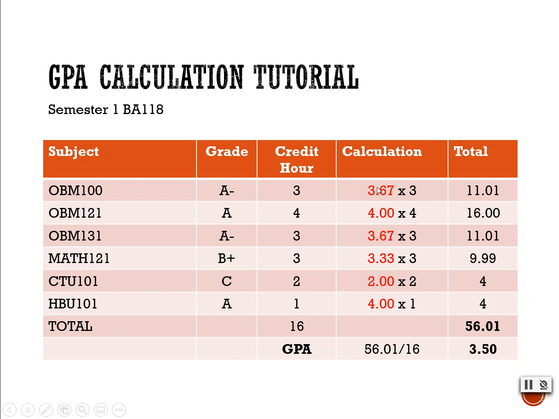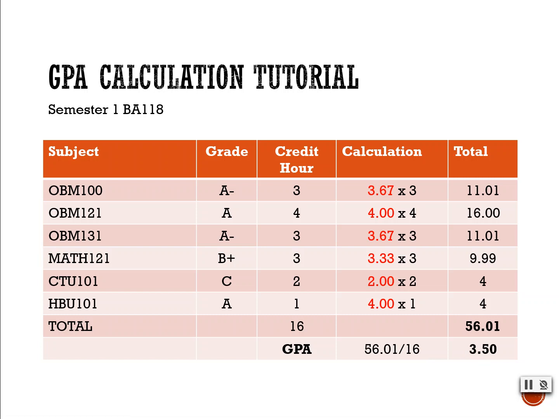Okay, so you need to calculate this one times that. So this is the total. The total is 56.01. So you need to divide by the total of the credit units that you take this semester. So 56.01 divided by 16, so your GPA is 3.50.